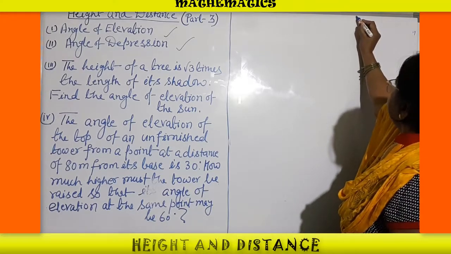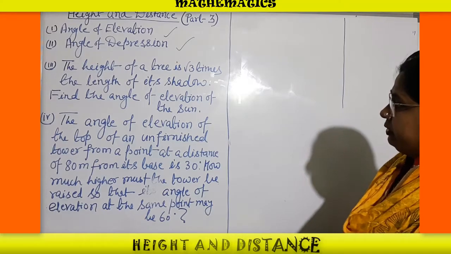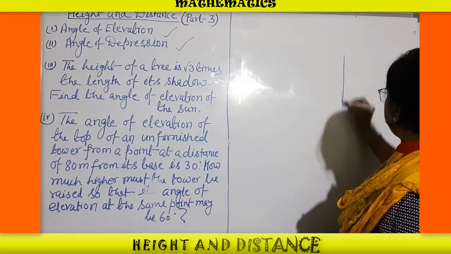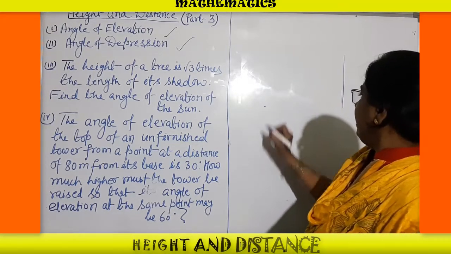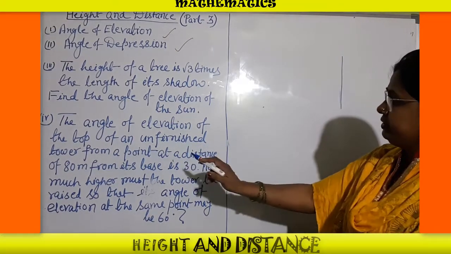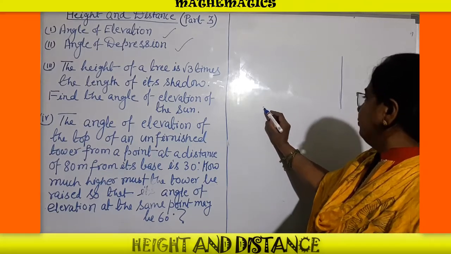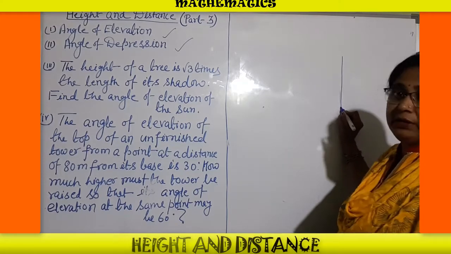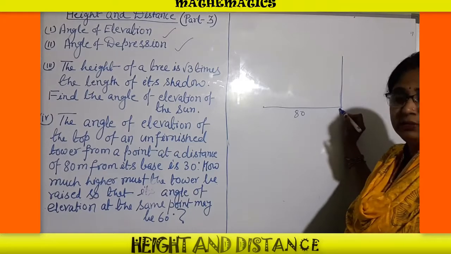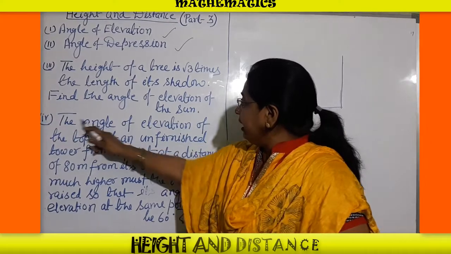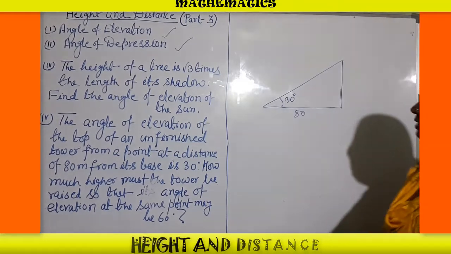The angle of elevation of the top of an unfinished tower. A tower is always standing perpendicular to the horizontal. Suppose the tower is like this. From a point at a distance of 80 meter from its base, that means the tower is here and the base of this tower is here, then this distance is 80 meter. The point is at 80 meter from the base of the tower. And in the beginning, this angle of elevation is 30 degree, which is given.